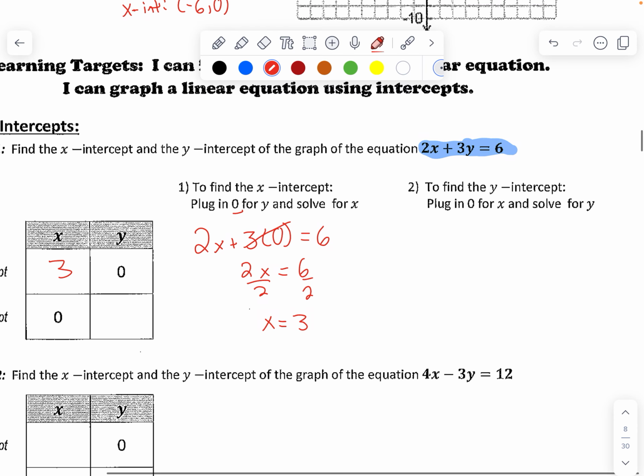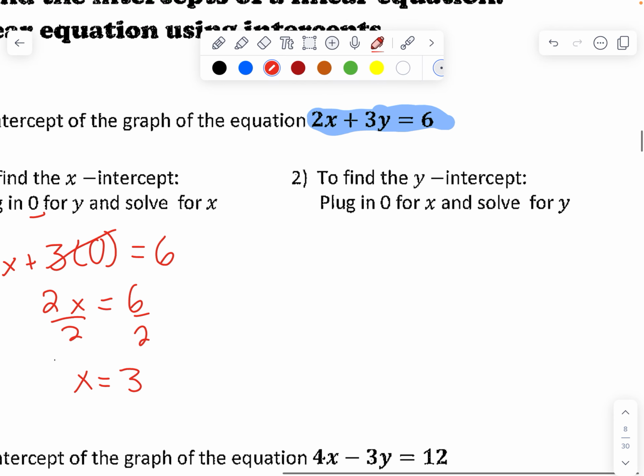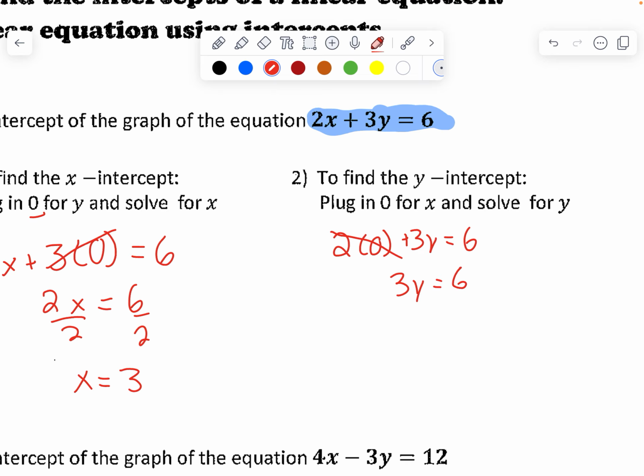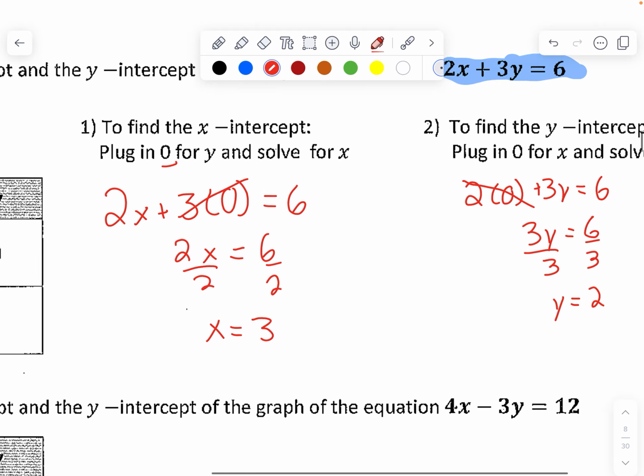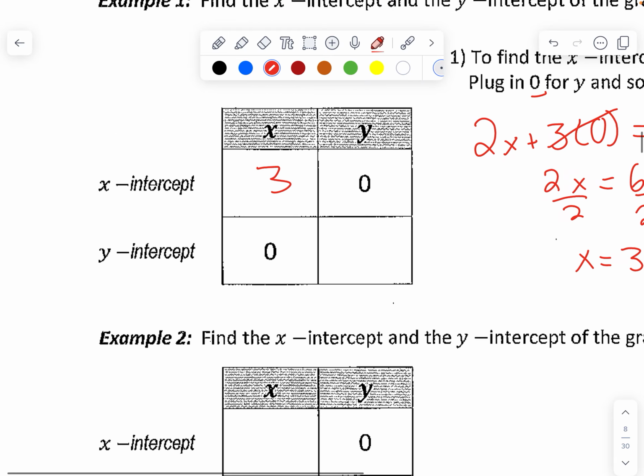To find the y-intercept, we're going to do the same thing, except now our 0 is going to be in the x spot. So it's going to be 2 times 0 plus 3y equals 6. Well, 2 times 0 is 0. 0 plus 3y is just 3y. So those are just going to essentially cancel out, leaving us with 3y equals 6. Divide by 3 on both sides, and y equals 2. So the y-intercept here is 0, 2.